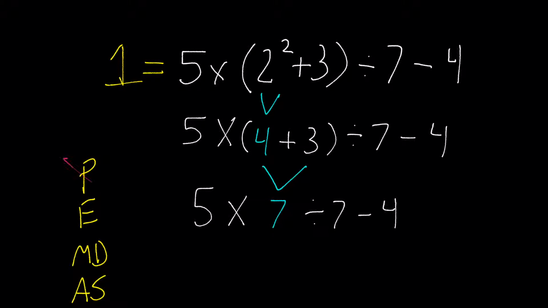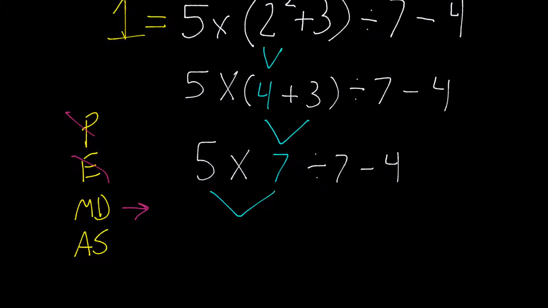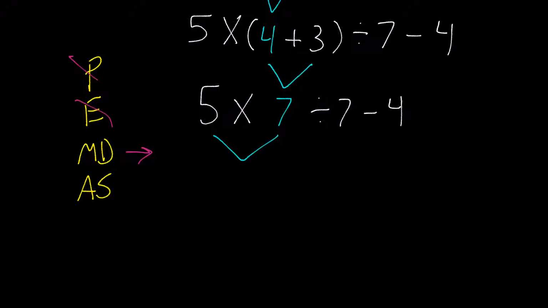Well, we've taken care of our parentheses and our exponents. Now it's multiplication or division from left to right, and we're going to run into multiplication first. So we have to do 5 times 7 first. And as you notice, this problem's getting kind of long, so I'm going to have to move my page up a little bit so I can create some room. 5 times 7 is 35. Now I can rewrite the rest of the stuff that I haven't used yet. So divided by 7 minus 4.